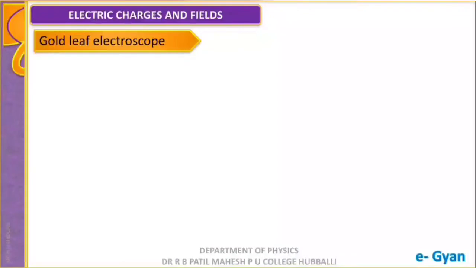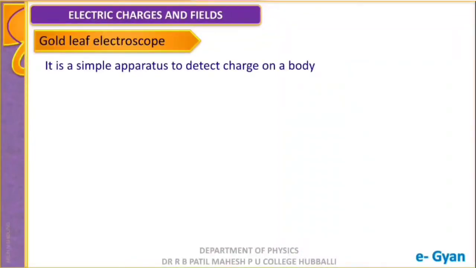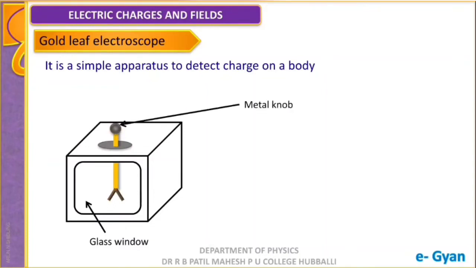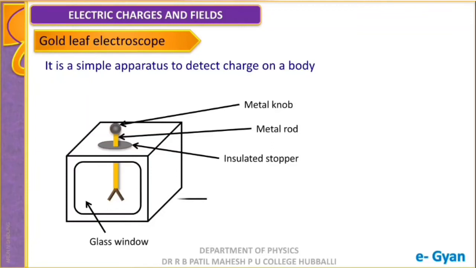So let us study the gold leaf electroscope. It is a simple apparatus that helps to detect the charge on a body. It contains a container fixed with a glass window, and in this setup we have a metal knob at the top and a metal rod connected through an insulated stopper which does not allow the charge to flow down or spread to the box. Only the charges from the metal knob connected to the rod can flow down. So here is the gold leaf, where the charges from the top can flow down till the gold leaf.